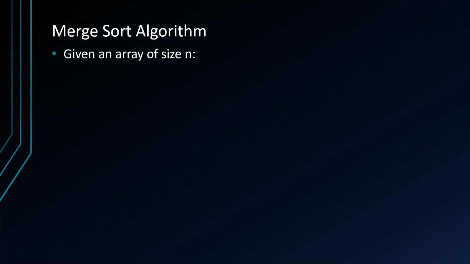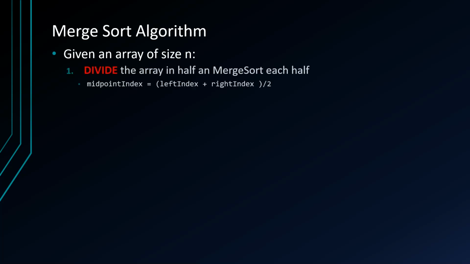Well, let's assume that we're given an array of size n. We don't know how big that is, and it doesn't matter. We're just given an array of size n. The first step, according to our divide and conquer strategy, is to divide it in half. Now, not all divide and conquer strategies divide exactly in half, but this one definitely does. So, we're going to divide our array in half.